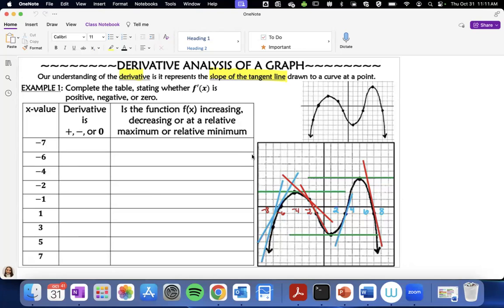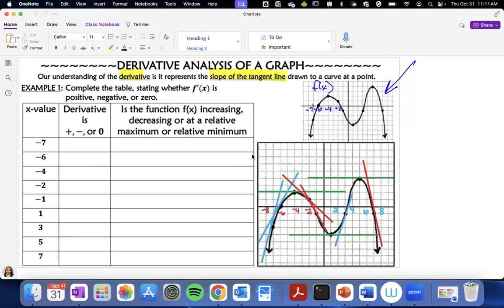So I'm asking you to analyze this graph over here. I've drawn lines on it down here just to make my point. I'm giving you an x value, and I want you to tell me if the derivative is positive, negative, or zero. And I want you to tell me if the function f of x, this is f of x right here, is increasing, decreasing, or at a relative max or min. So at x equals negative 7, right? This is negative 2, negative 4, negative 6, here's negative 7.